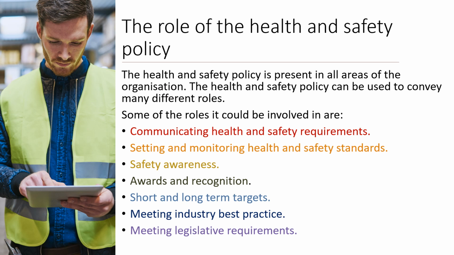The role of the health and safety policy. The health and safety policy is present in all areas of the organization. The health and safety policy can be used to convey many different roles. Some of the roles it could be involved in are communicating health and safety requirements, setting and monitoring health and safety standards, safety awareness, awards and recognition, short and long-term targets, meeting industry best practice, meeting legislative requirements.